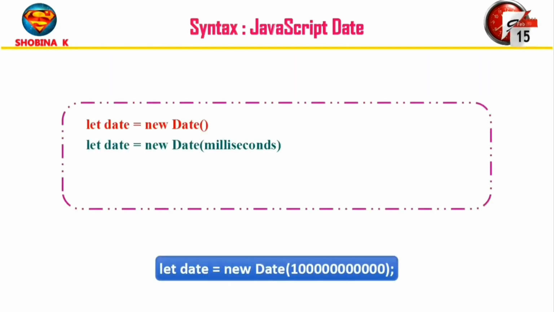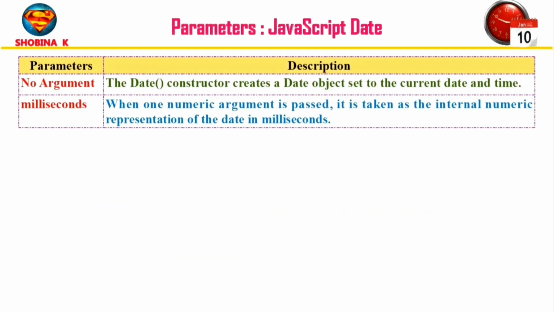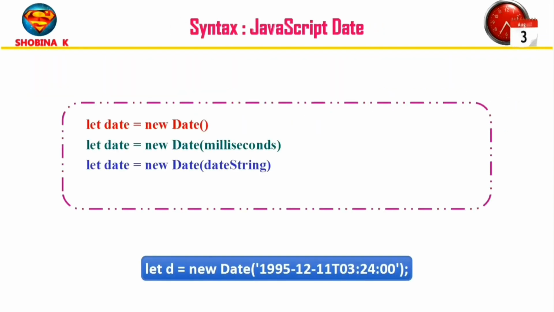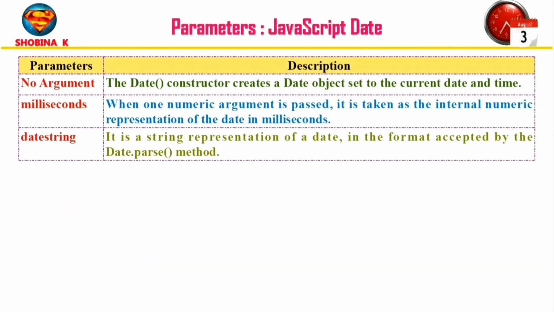And next we have a method which accepts a single parameter, milliseconds, that indicates any numeric value. So it takes an integer as an argument which represents the date in milliseconds. And next up we have date string. And it is a string representation of a date in the format accepted by the Date.parse method. If there is a single argument and it is a string, then it is parsed automatically.